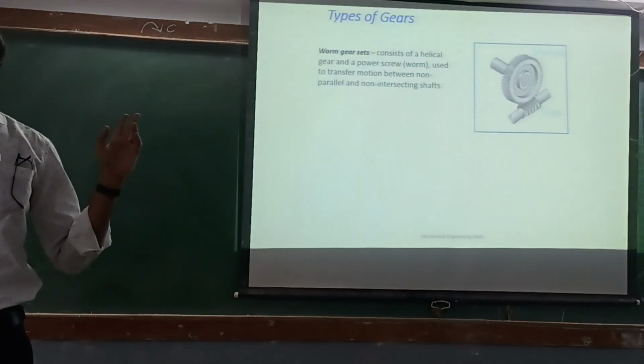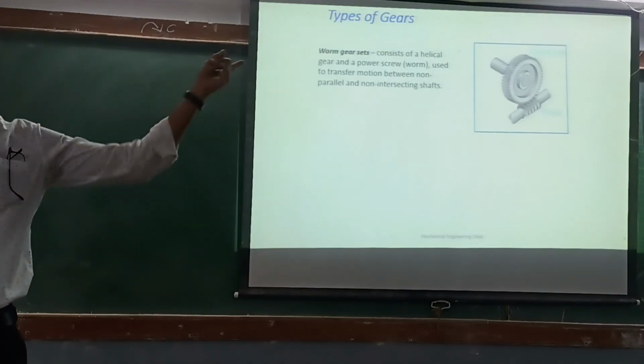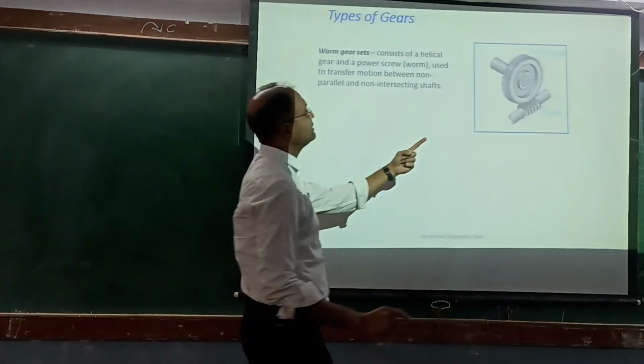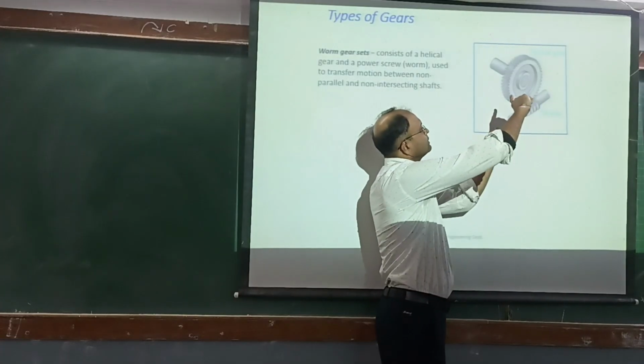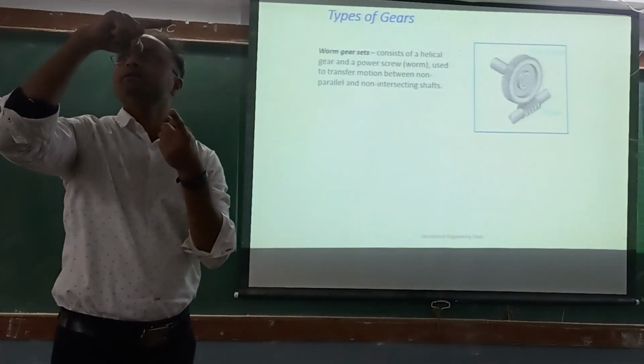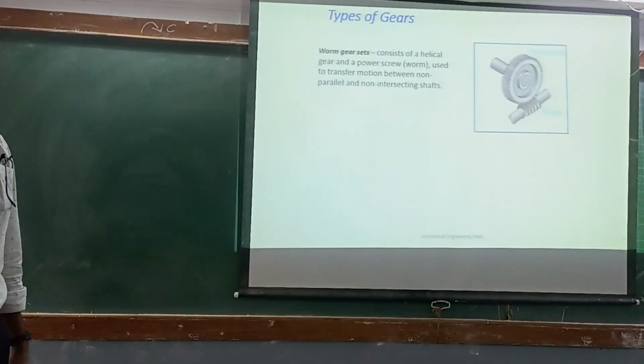Worm and worm wheel are used for large reduction ratios and whenever shafts are perpendicular and non-intersecting. Perpendicular and non-intersecting. Okay.